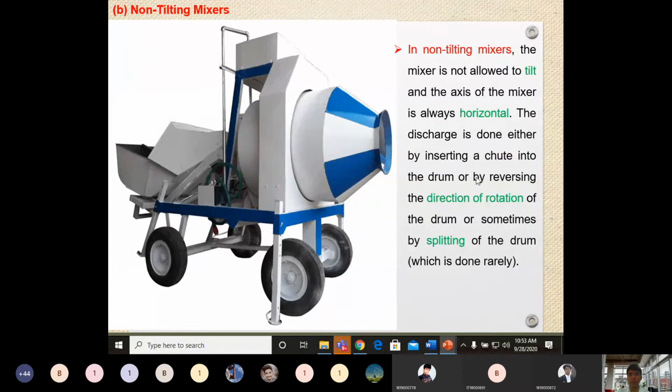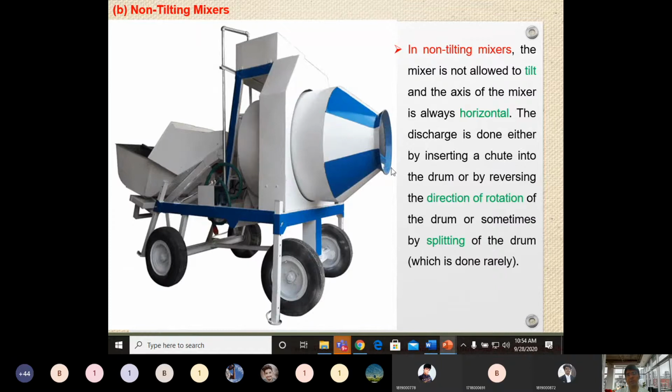The discharge is done either by inserting a chute into the drum, or by reversing the direction of rotation of the drum, or sometimes by splitting of the drum. So whatever the concrete after mixing, if you want to discharge this concrete, we have to use the chute.